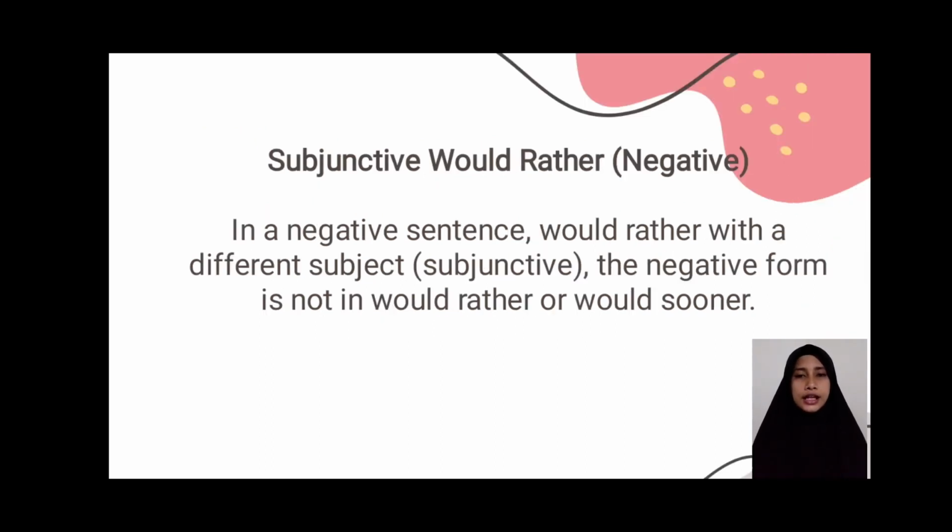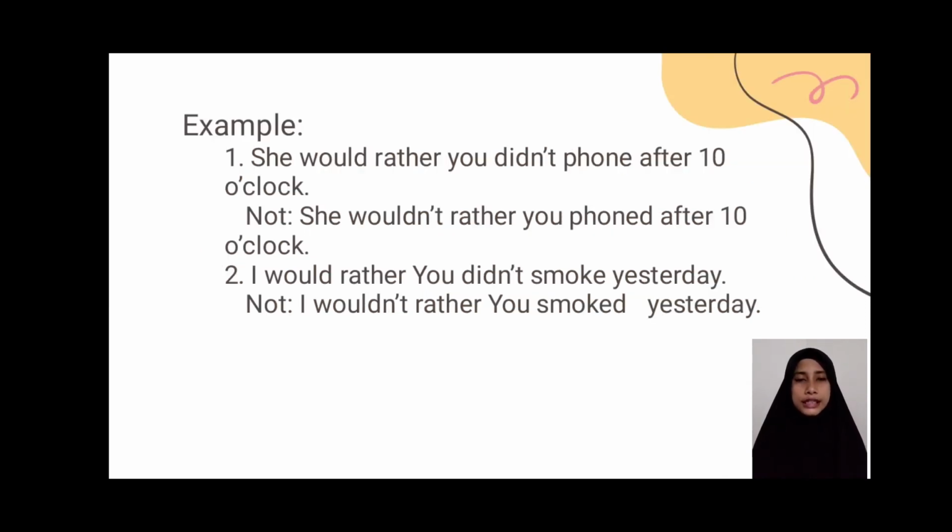And the last is subjunctive would rather negative. In a negative sentence, would rather with a different subject is subjunctive. The negative form is not in would rather or would. For example, she would rather you didn't phone after 10 o'clock. Not, she wouldn't rather you phoned after 10 o'clock. I would rather you didn't smoke yesterday. Not, I wouldn't rather you smoke yesterday.